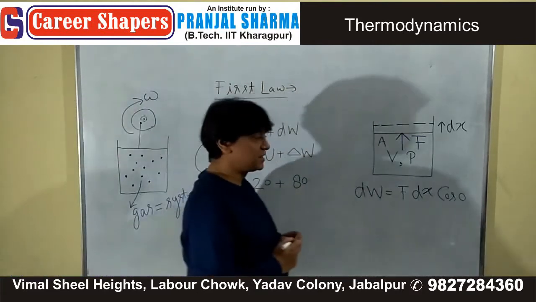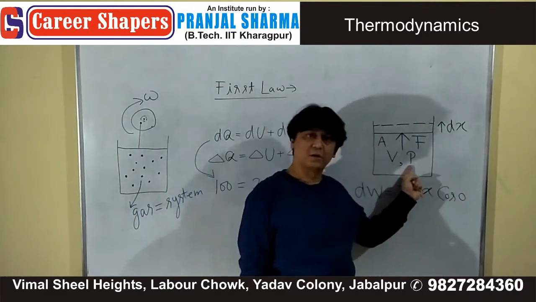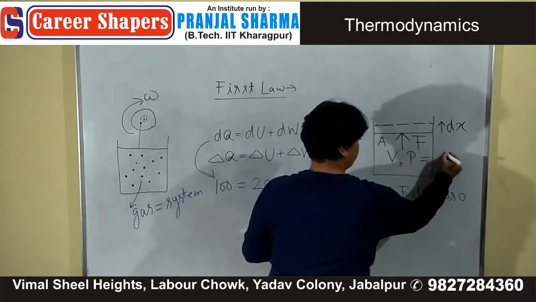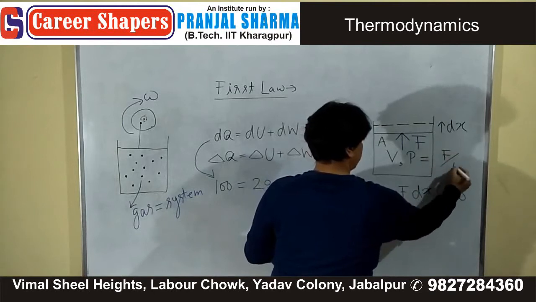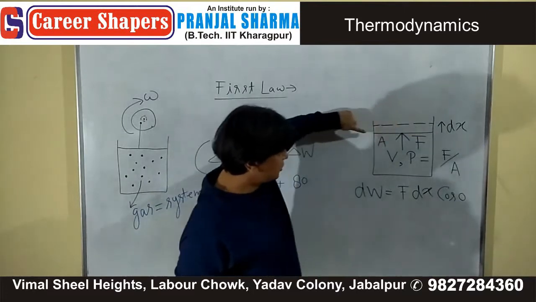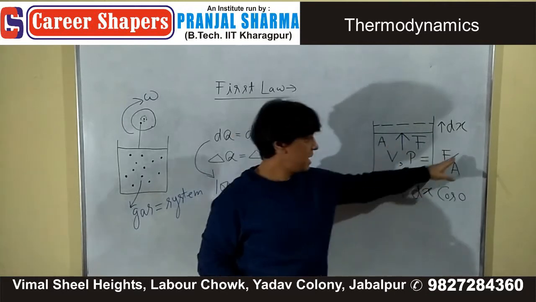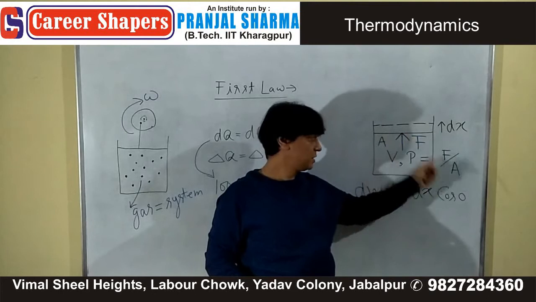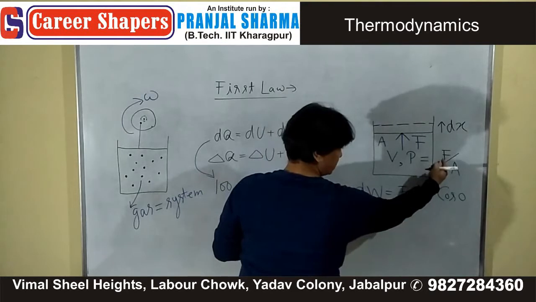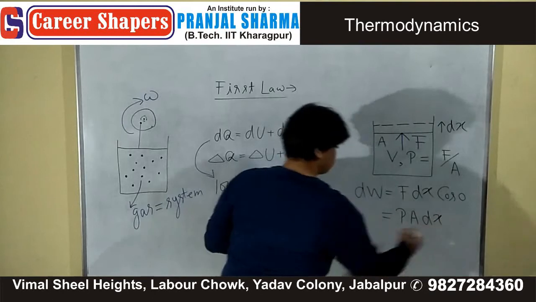Now, for gases and all, instead of using force, we prefer what? Pressure. And you know what pressure is? Pressure is force divided by area. So what is the pressure acting on the piston? On this movable piston, what is the pressure? Force divided by cross-sectional area of the piston, A, which gives us force as pressure multiplied by area multiplied by dx.